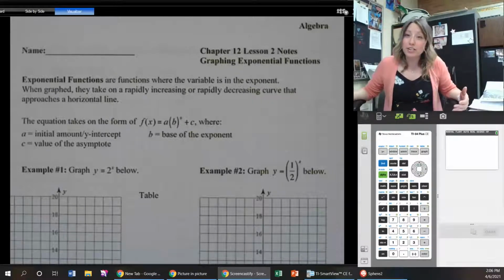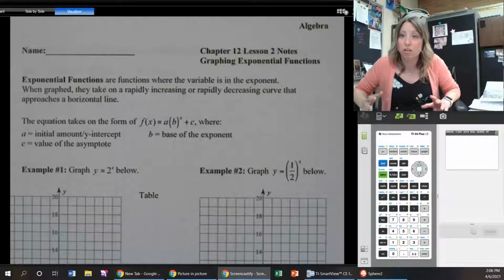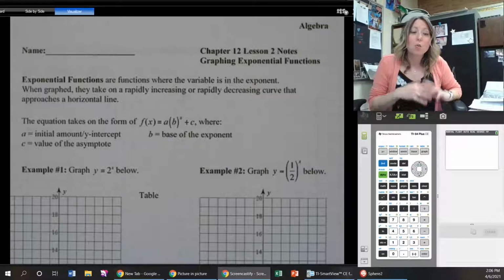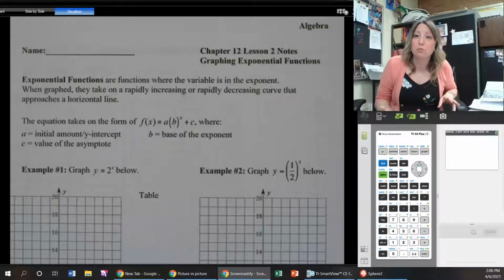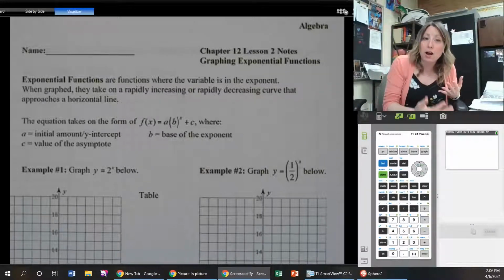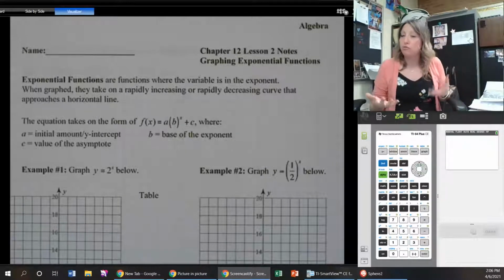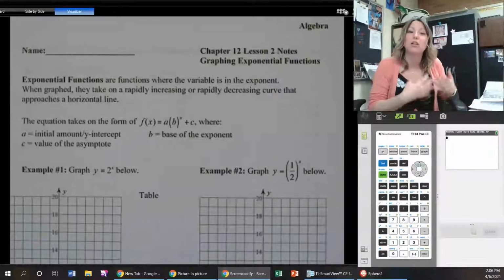So we've already talked a little bit about exponential functions as a general piece of all the functions that we've looked at. What I'm going to do today is go a little bit more in depth as to how the equation of the exponential function actually drives the look of the function as we graph it.